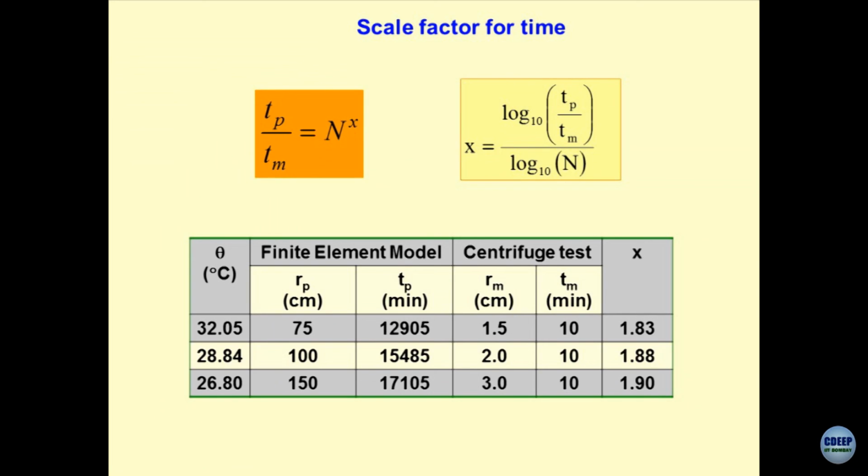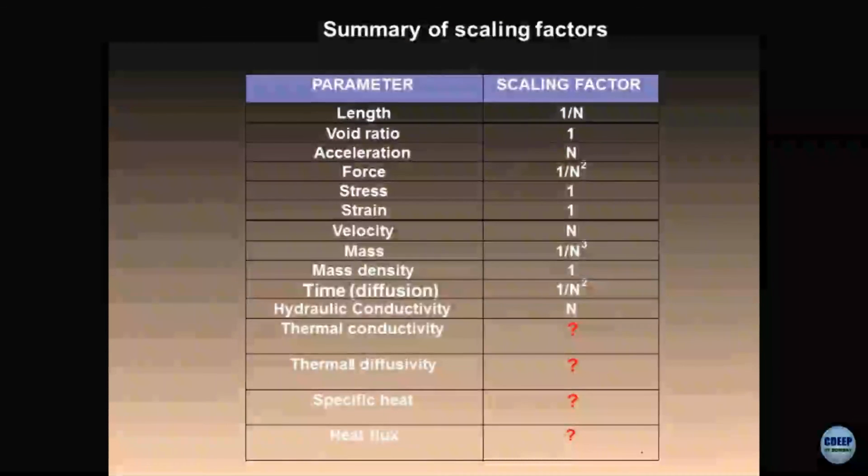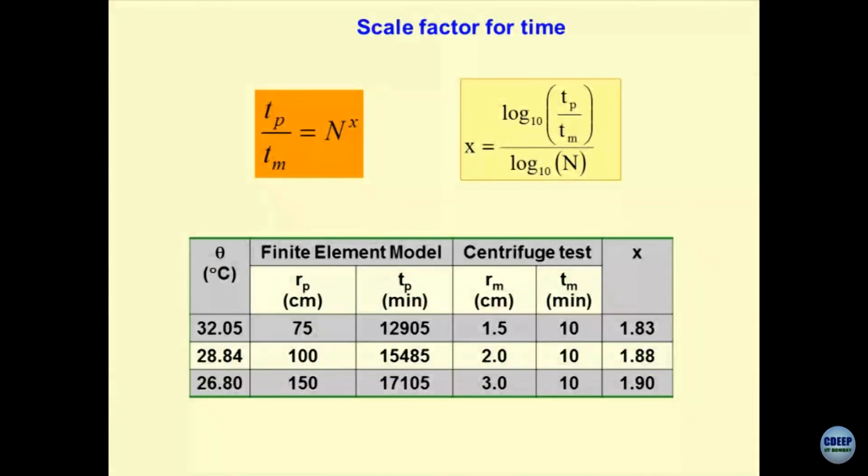If you revisit the series of time factors with which we started, now you will realize that the time of diffusion is 1 upon N square times, whether it is containment diffusion or the diffusion of heat. Hydraulic conductivity gets modeled N times. That means, in the model the hydraulic conductivity is N times higher than the prototype. This is how the heat modeling exercise was done, and this exercise was just to show you how various situations can be dealt with to come out with simple solutions to the problems.